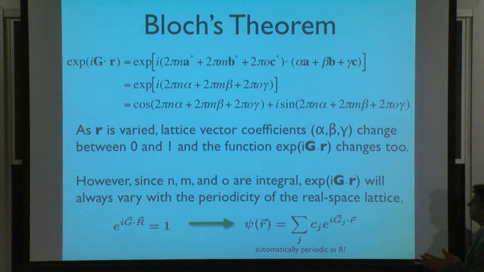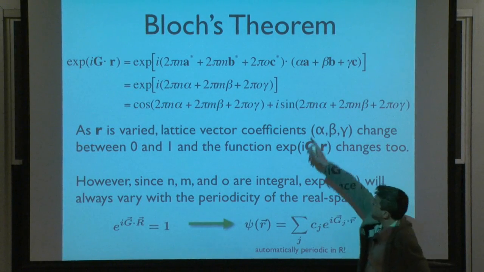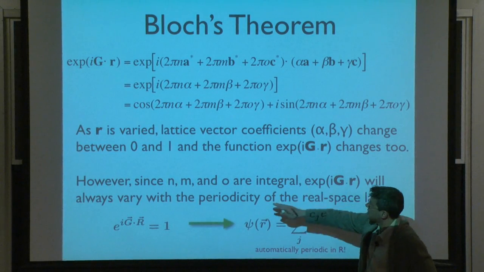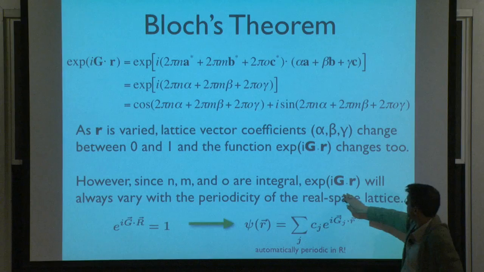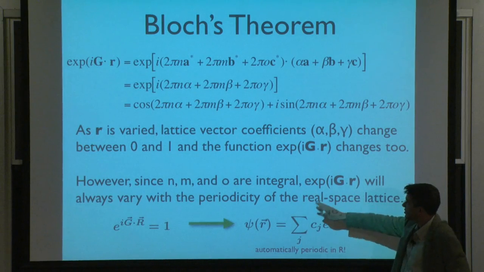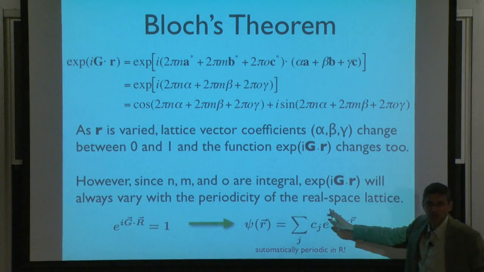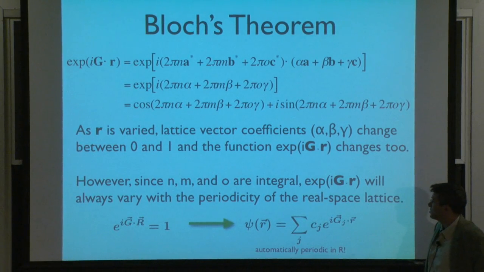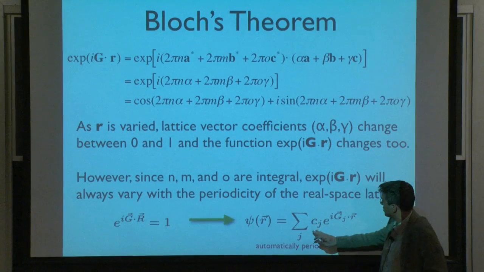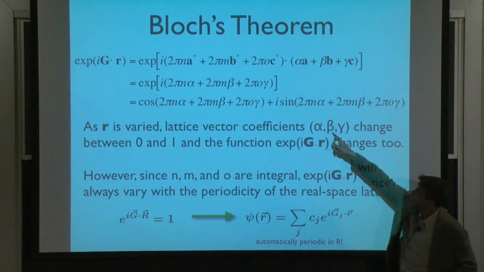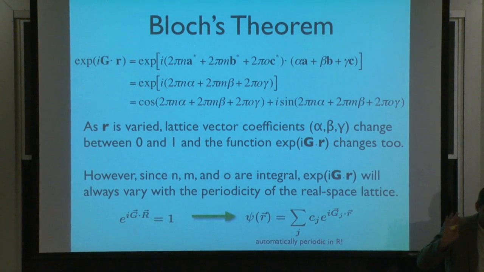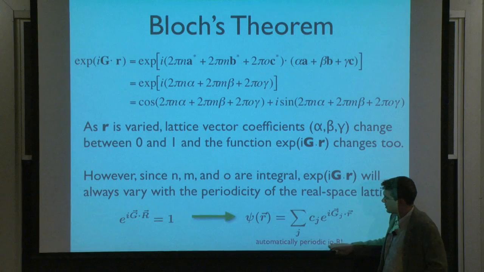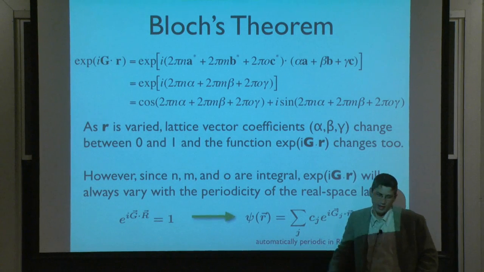Okay? Now, but you can see from this little derivation that since these are integers, this function is always going to vary with the periodicity. So this is what I said. Here's the math behind it. Right? I said this before. So you now have a function e to the i G dot r, and that's the reason why. And if you spend a few minutes staring at it, you'll see why this is true. You have a way of making a function automatically periodic.